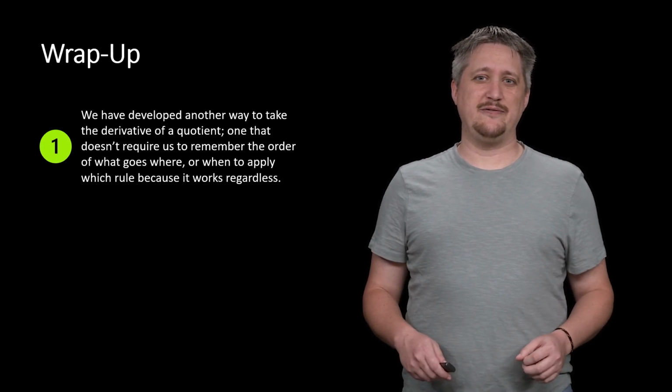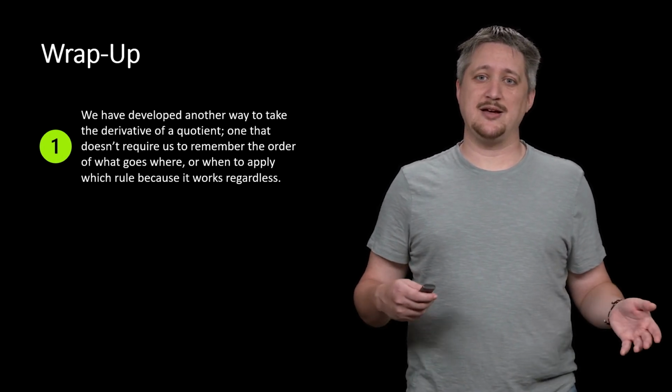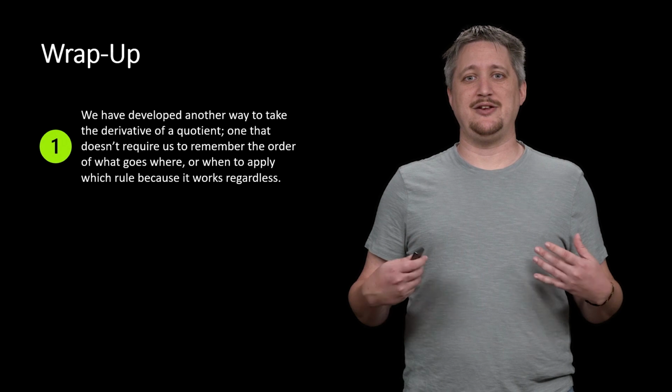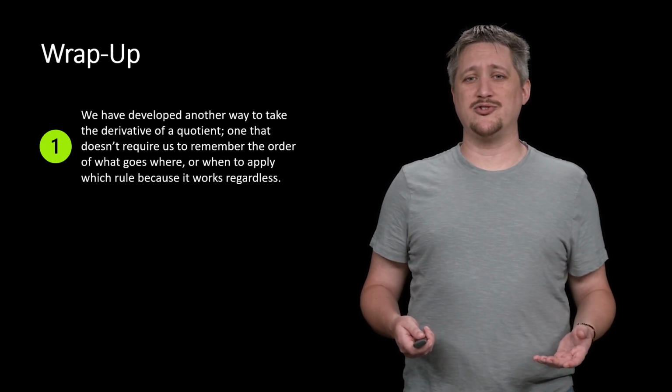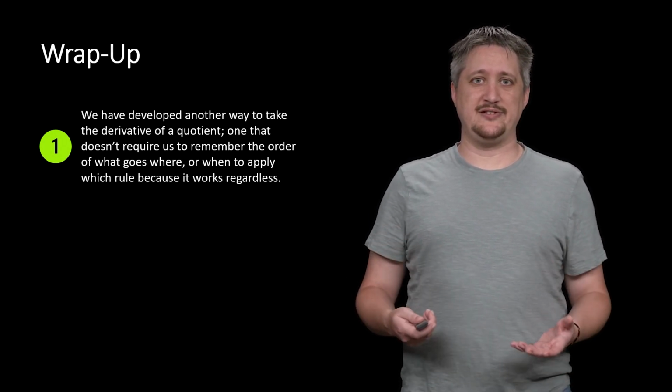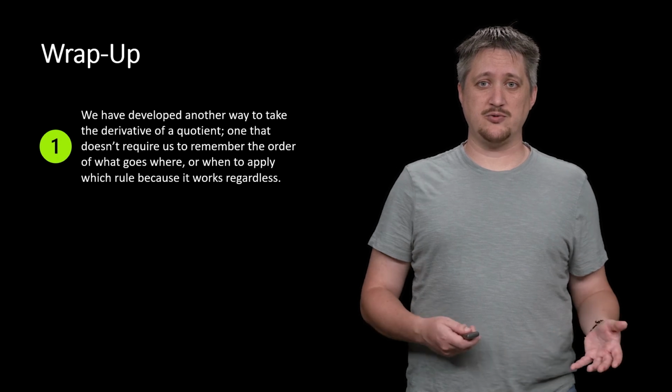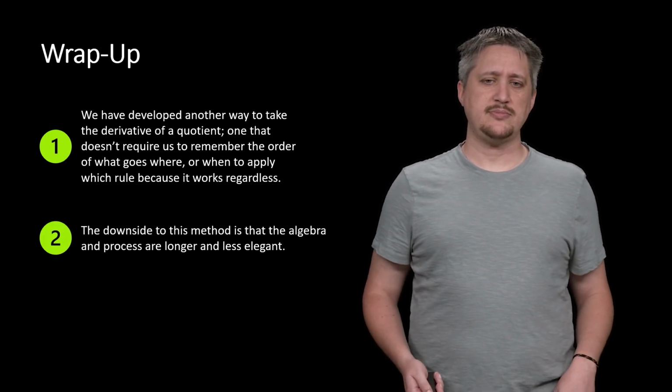So this is a fallback if you're doing an exam or something where you can't look it up and you need to remember how to do a derivative of a quotient, but you can't remember the quotient rule. This is a way you can do it, right? Do a product rule and a chain rule.